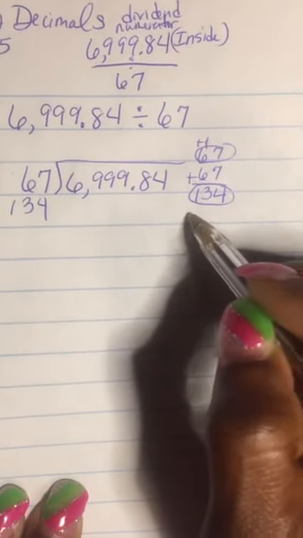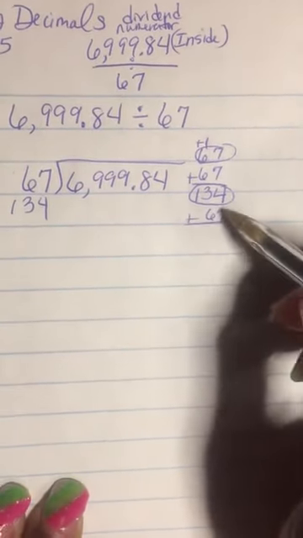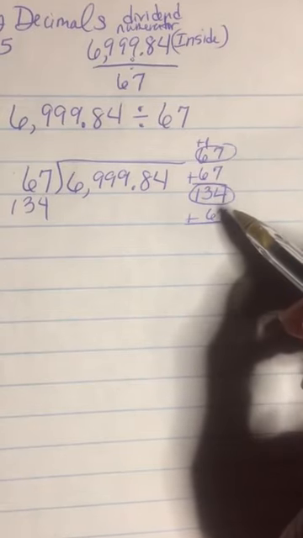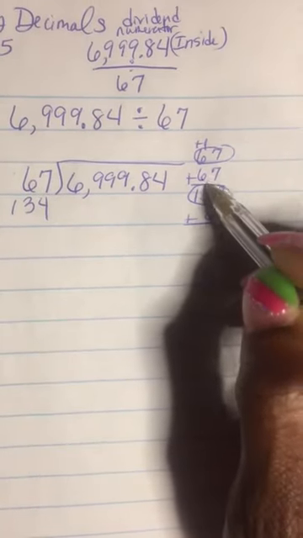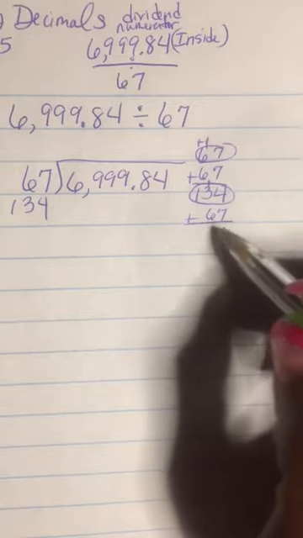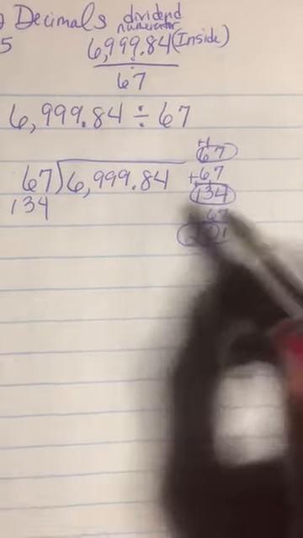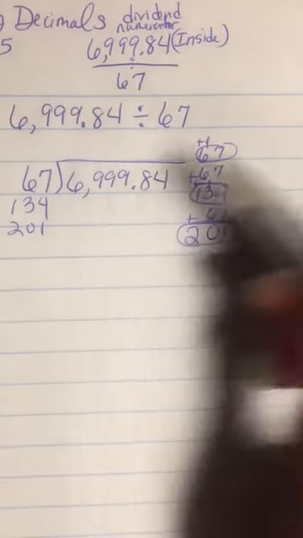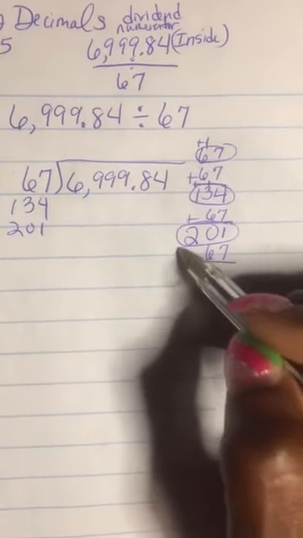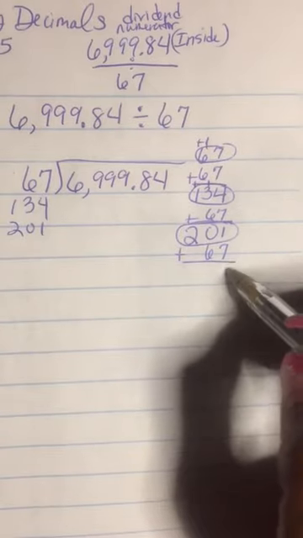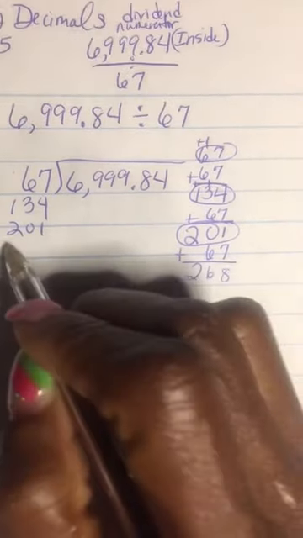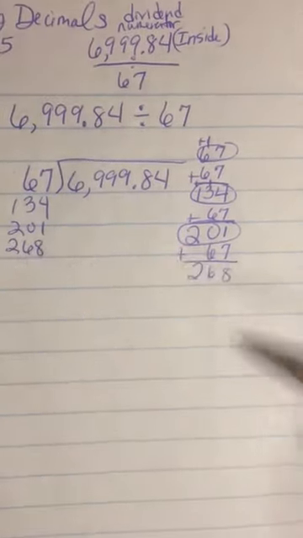I'm going to add another 67. So I have 7 plus 4 is 11. 1, carry the 1, that's 6, 7, 8, 9, 10. 0, carry the 1, so that's 201. I'm going to add another 67, and that's 8, 6, 268. And I'm going to stop there. I think that's good to start off.